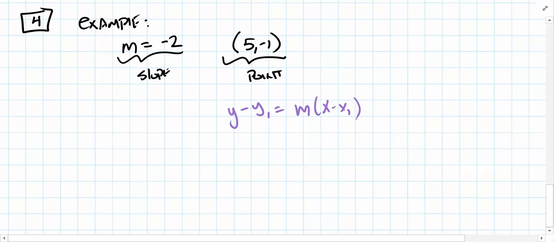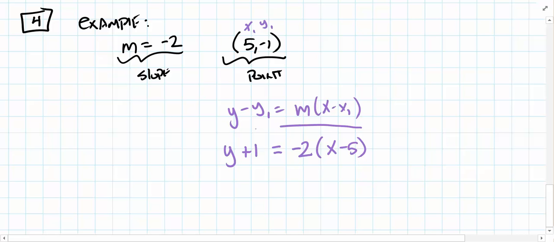So this is the x, this is the y, and that's my point. So I'm going to say y plus 1 is now equal to a slope of -2, and then I have an x minus 5. Why is it y plus 1? Who sees it? Times negative, right? Now I have point slope form.